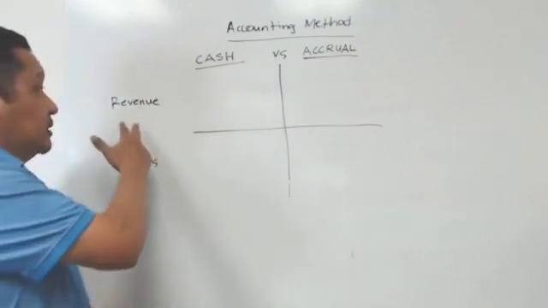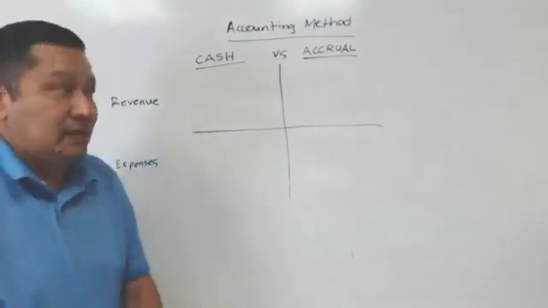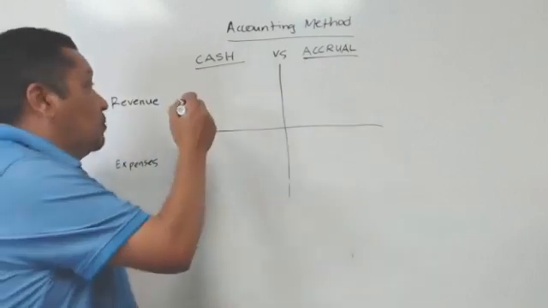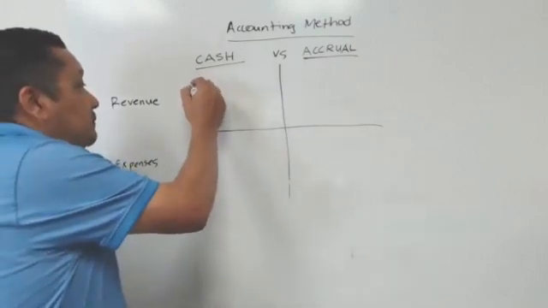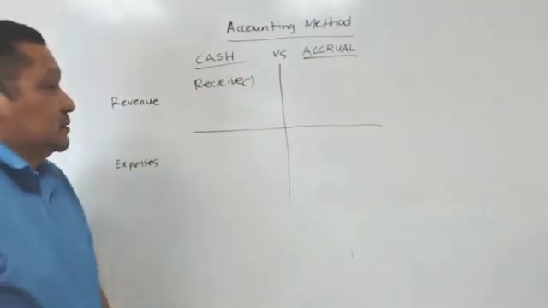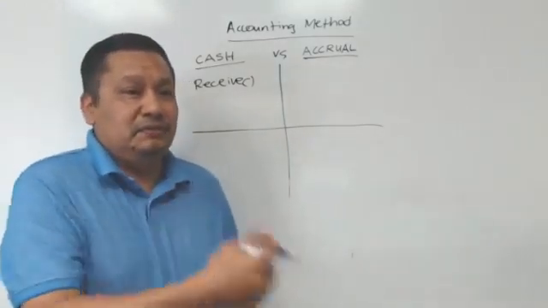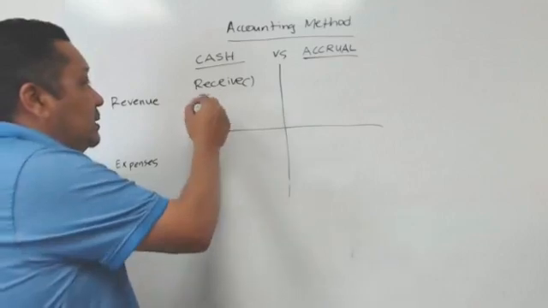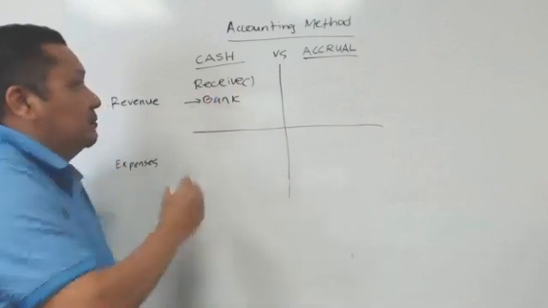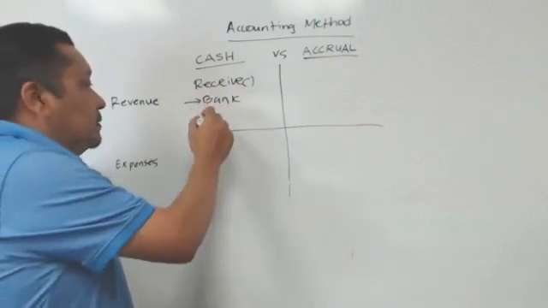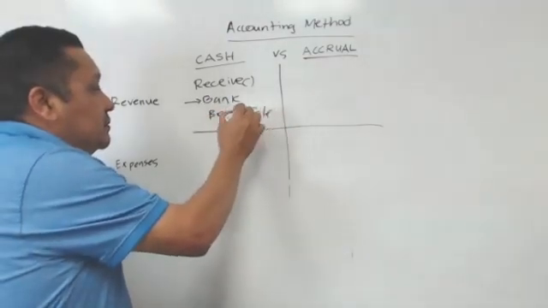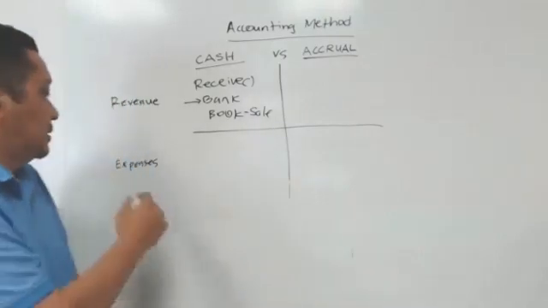It's basically two things, revenue and expenses. For revenue, you record the transaction when it's received. So a customer walks in, he pays for his meal, you record it. Money goes in the bank when you receive that cash, and in your books it's recorded as a sale. Okay, easy.